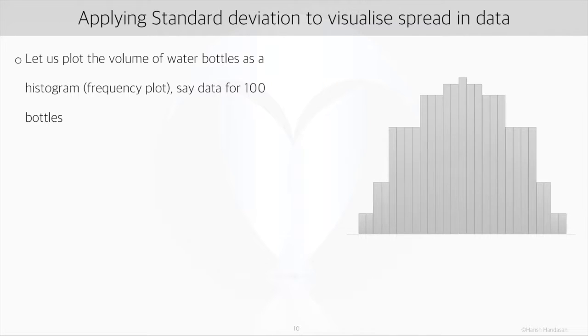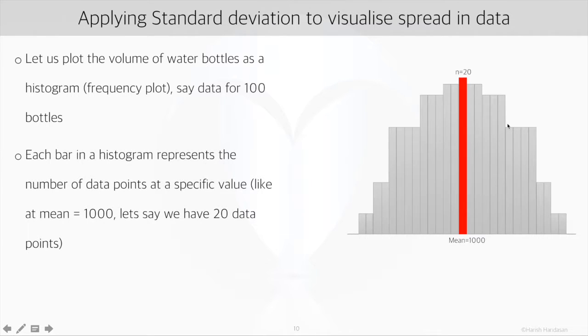And with this data, let us plot a graph which shows us the number of bottles at each value. So this is the plot we are talking about. Such a graph is called a frequency plot or a histogram in this case. Each bar in this histogram represents the number of data points at a specific value, or the frequency at a specific value. Like at mean 1000, we said there are 20 bottles.